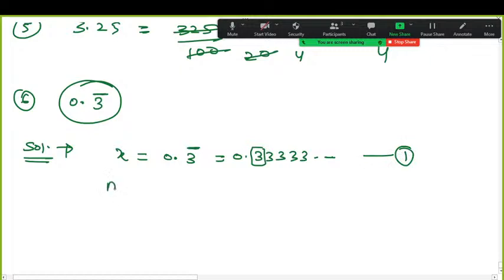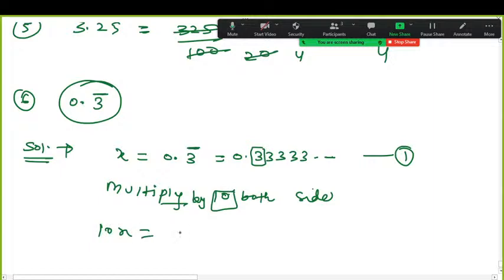Now if one digit is repeating, multiply by 10. If two digits are repeating, multiply by 100. If three digits are repeating, multiply by 1000. If you are multiplying by 10, you need to multiply by 10 on both sides. One side multiplication is not allowed, but both side multiplication is exactly allowed.